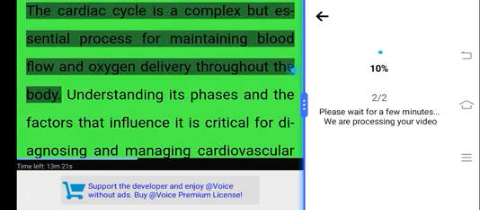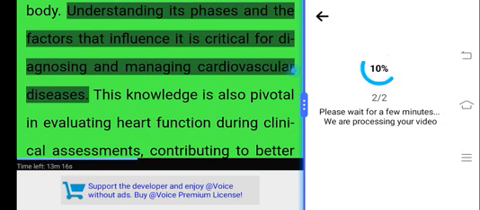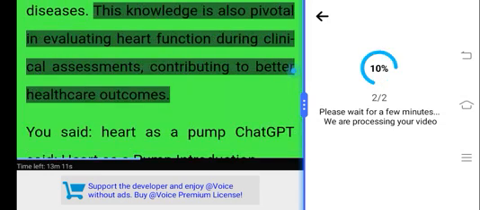Conclusion. The cardiac cycle is a complex but essential process for maintaining blood flow and oxygen delivery throughout the body. Understanding its phases and the factors that influence it is critical for diagnosing and managing cardiovascular diseases. This knowledge is also critical in evaluating heart function during clinical assessments, contributing to better healthcare outcomes.